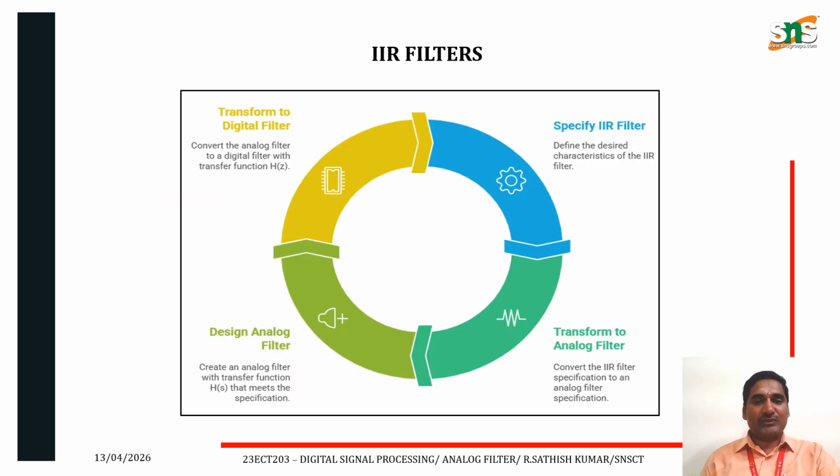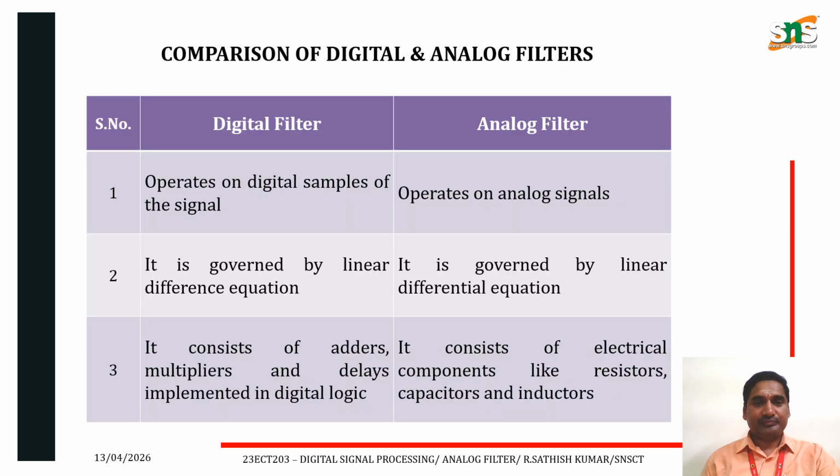Next one, IIR filters. First, we specify the IIR filter. We define the desired characteristics of the IIR filter, then transform to an analog filter: convert the IIR filter specifications to an analog filter specification. We design the analog filter, creating an analog filter with transfer function H(s) that meets the specification, and then transform to a digital filter: convert the analog filter to a digital filter transfer function H(z).